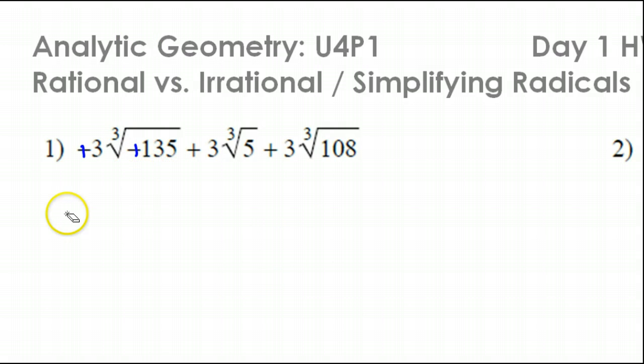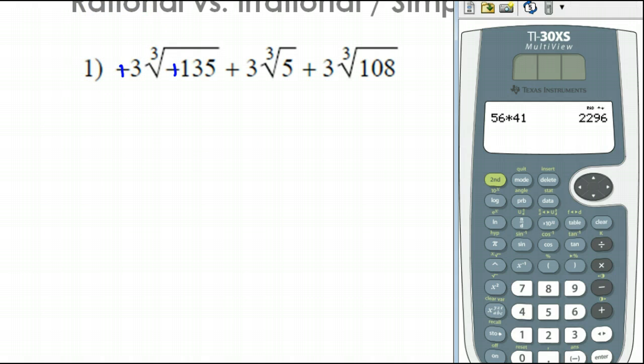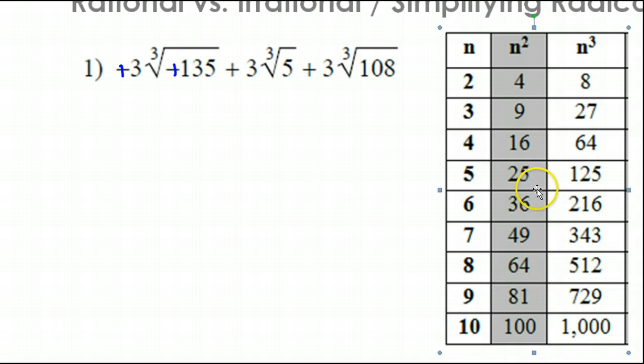So now, cube roots. Now it's time to use our TI-30 XS MultiView. We need to know what perfect cube divides evenly into 135. If we look at our table, the first several perfect cubes are right here: 8, 27, 64, and you really want to go ahead and memorize these first perfect cubes. So the question is, which one of these goes evenly into 135? Let's try 8 and 27.